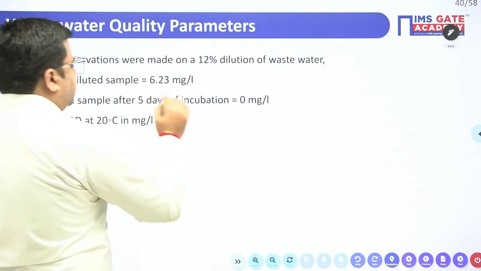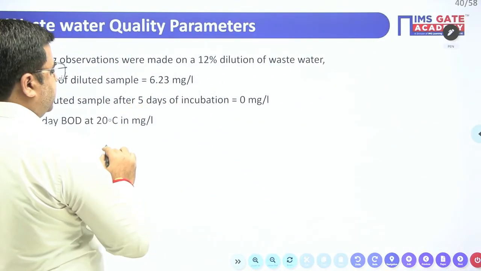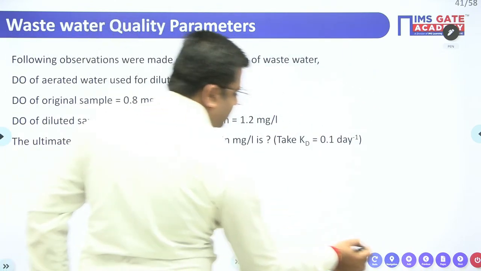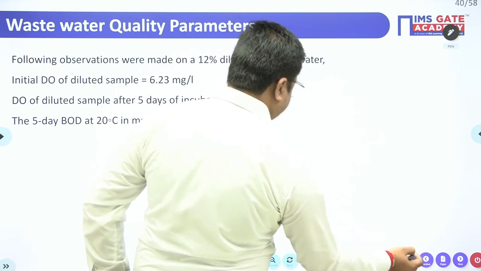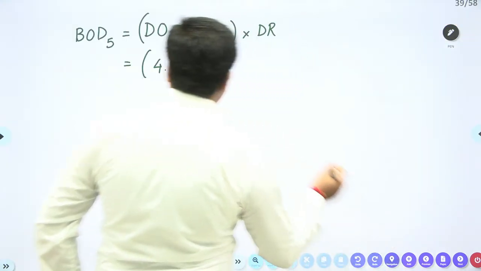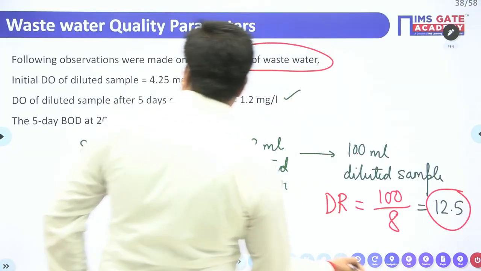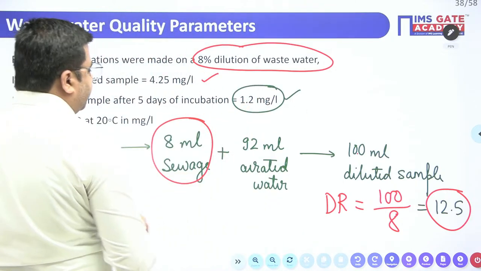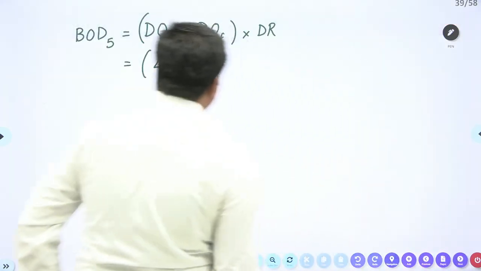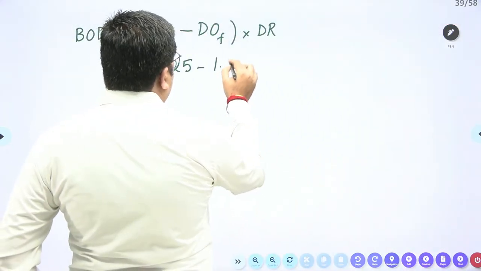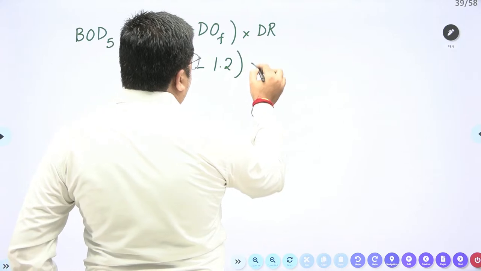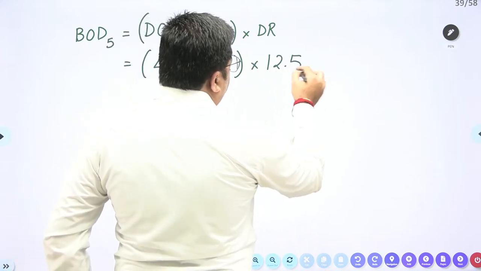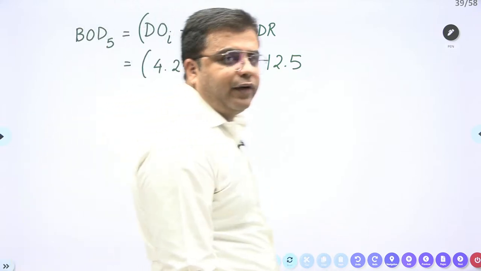So DO final is given as 1.2 milligram per liter, multiplied by the dilution ratio of 12.5. So get me the value of BOD 5.